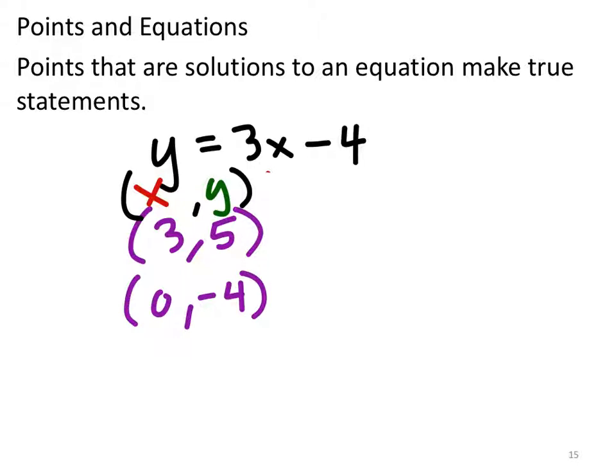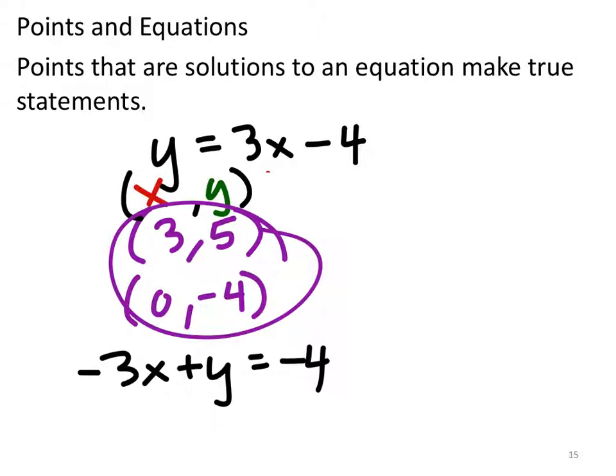Now this right here is called slope-intercept form. You may see stuff in standard form, which may look something like this: negative 3x plus y equals negative 4. And these two solutions we've already found would make this a true statement also. It's not so important that you understand or know what these two forms are right now, but it will be very important a little bit later.